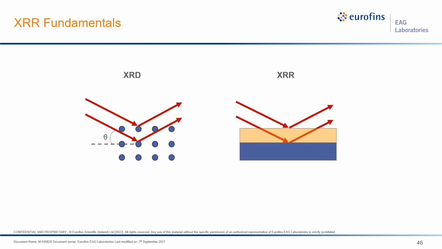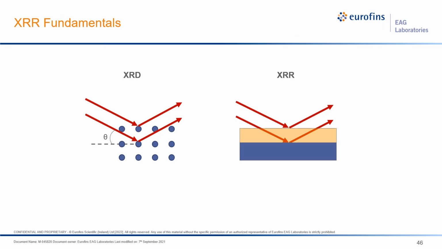Now on to a little about how XRR works. If you'll remember my previous slide on XRD, this may look familiar. While XRD uses interference from X-rays scattered from atomic planes, XRR utilizes the same principle, but the X-rays are scattered from the interfaces between film layers.